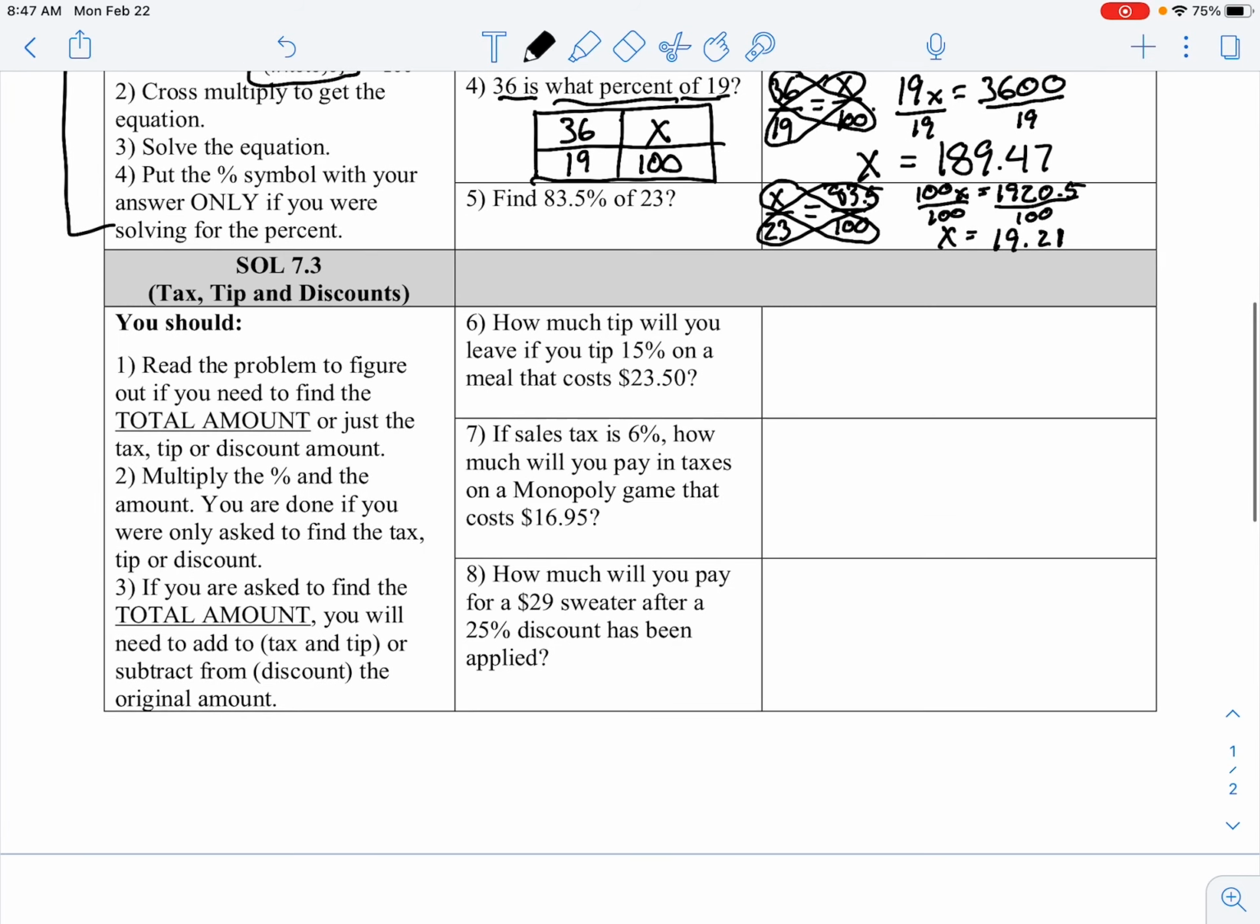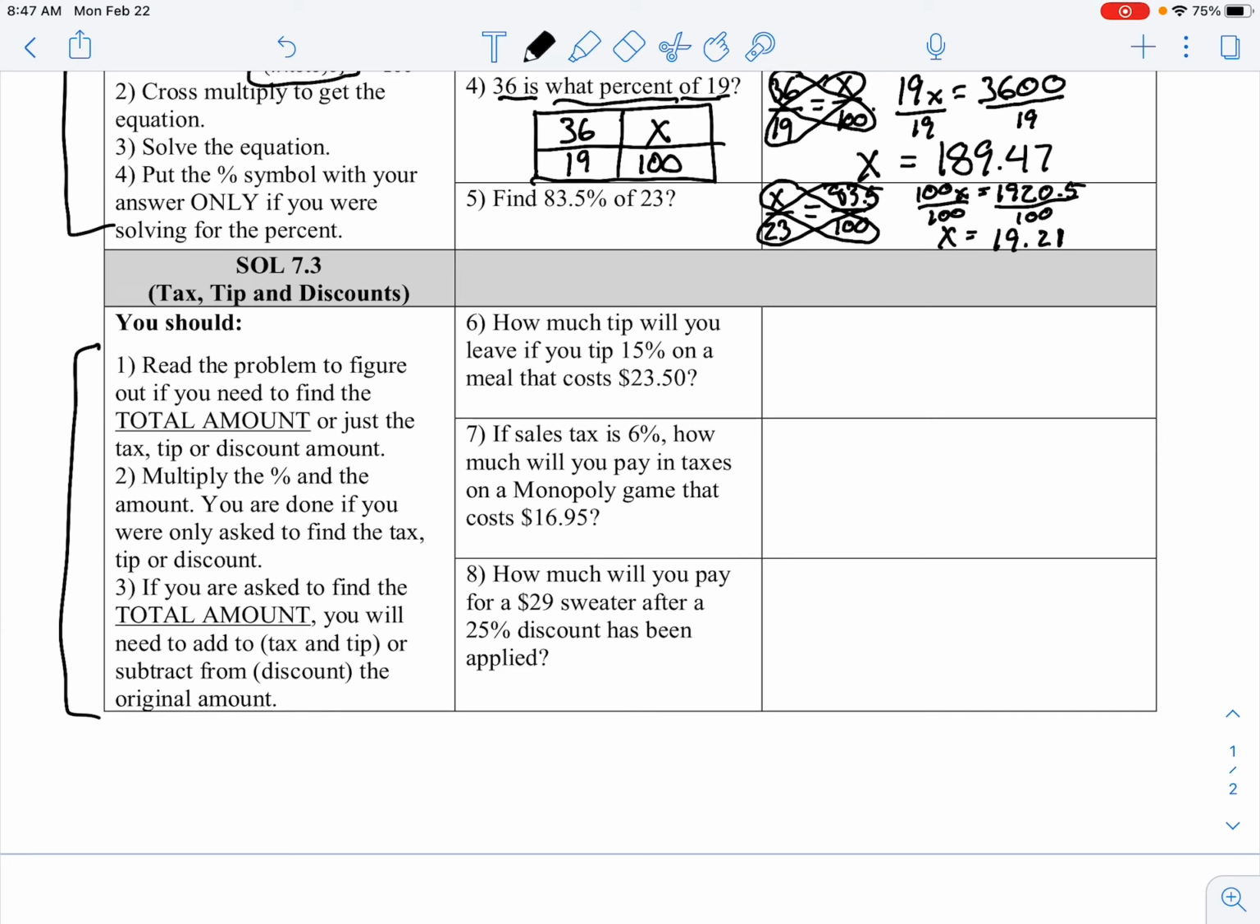All right, so now we've got taxes, tips, and discounts. So remember, pause before each problem, give it a try on your own, then come back and find out how you did. So number 6 is asking us, how much tip will we leave if we tip 15% on a meal that costs $23.50? So remember, just going to go through our reminders here.